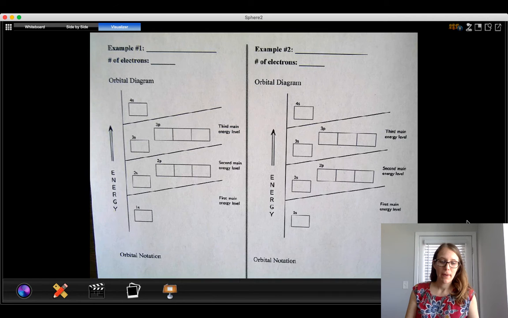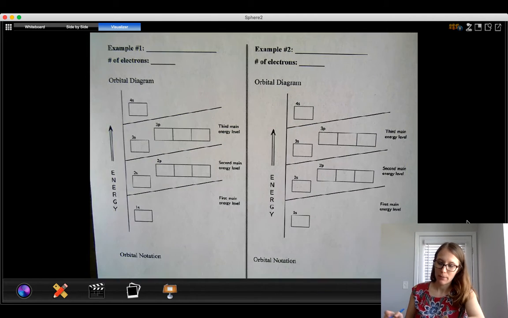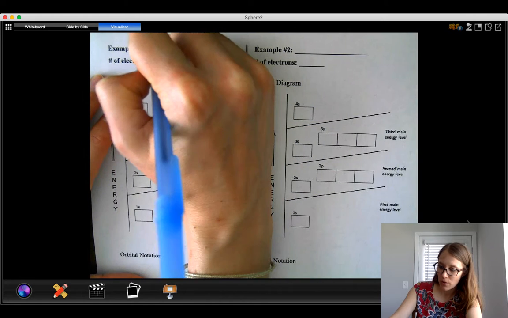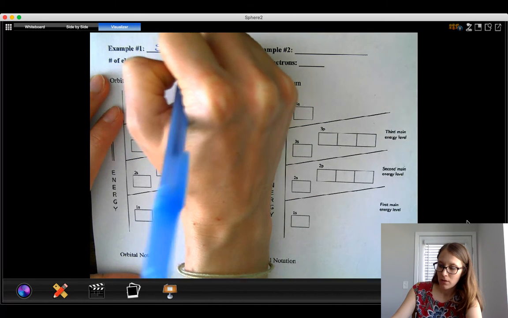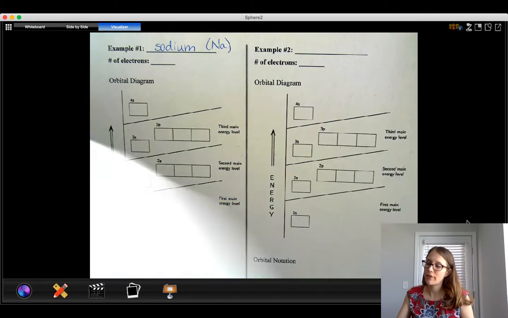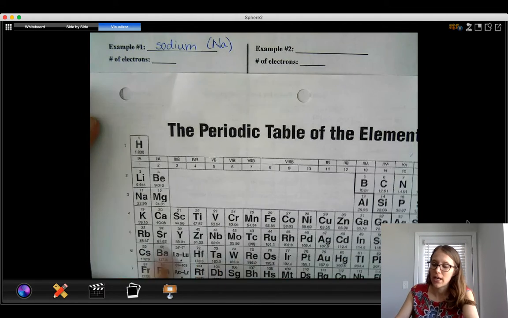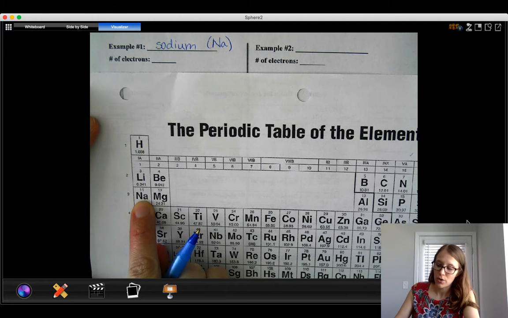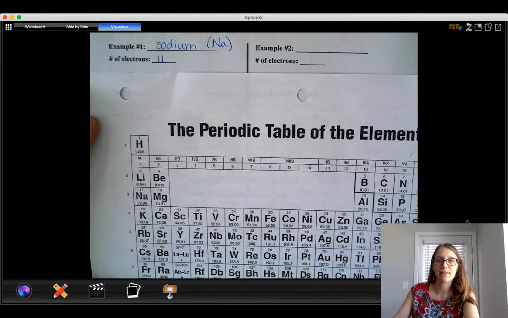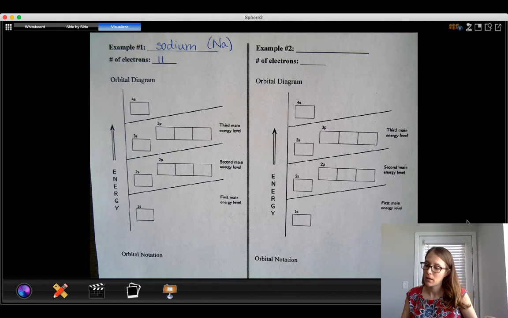All right, so I'm going to pick an element from the periodic table. Let's start, for example, number 1, how about with sodium? Okay, so sodium is Na. So the very first thing that we want to do is just know how many electrons does sodium have. Sodium has 11 for its atomic number, which tells me it has 11 electrons as well.